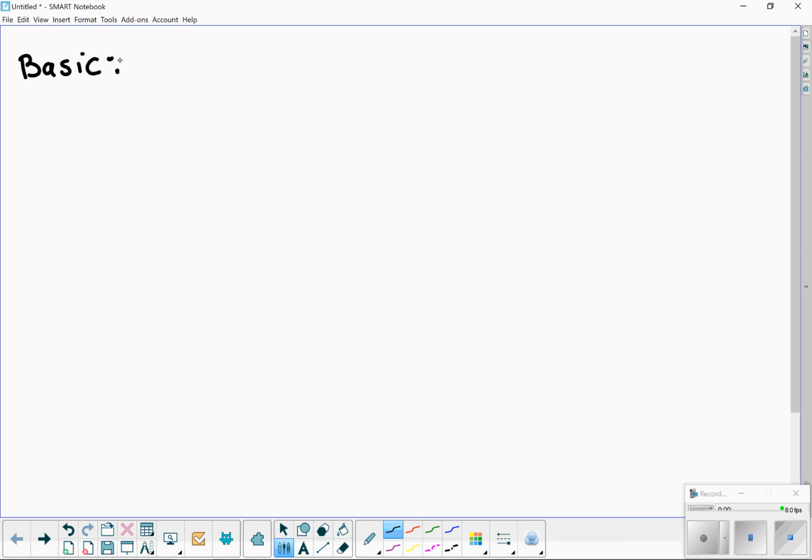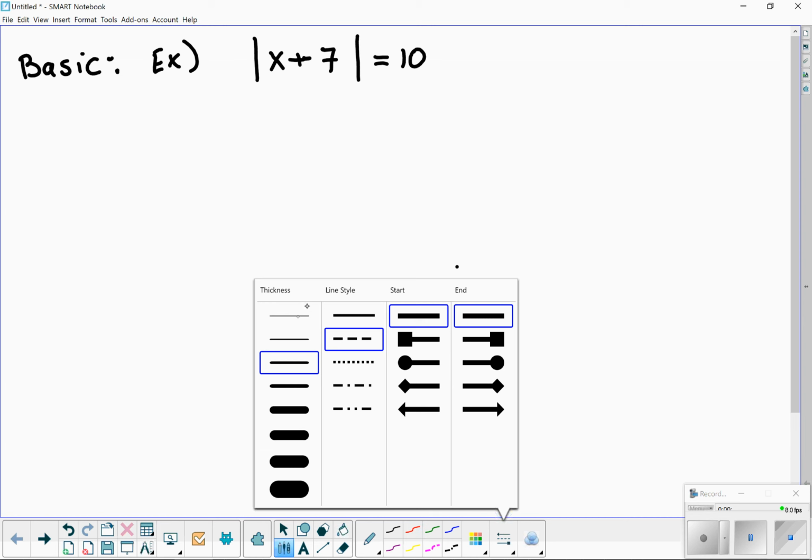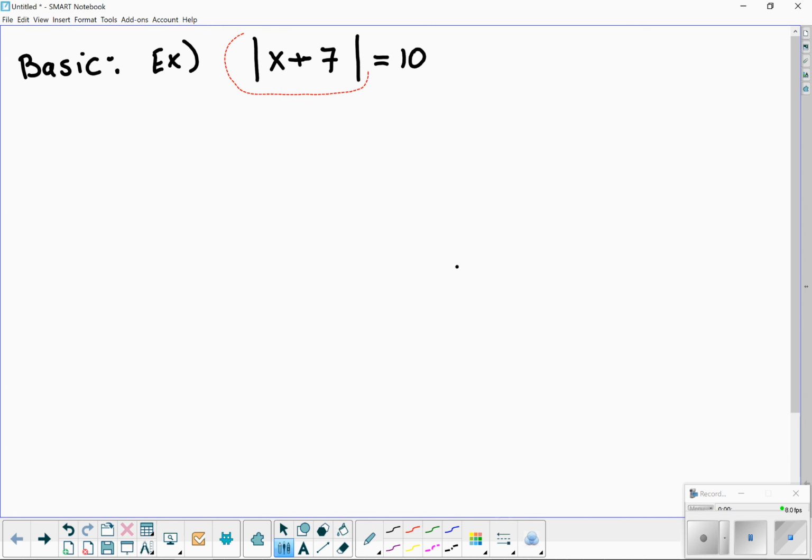Basic is when you have, for example, an absolute value all by itself. Let's say the absolute value of x plus 7 equals, let's say, 10. That's very basic because the absolute value is already all by itself, and it's the only thing on the left-hand side.